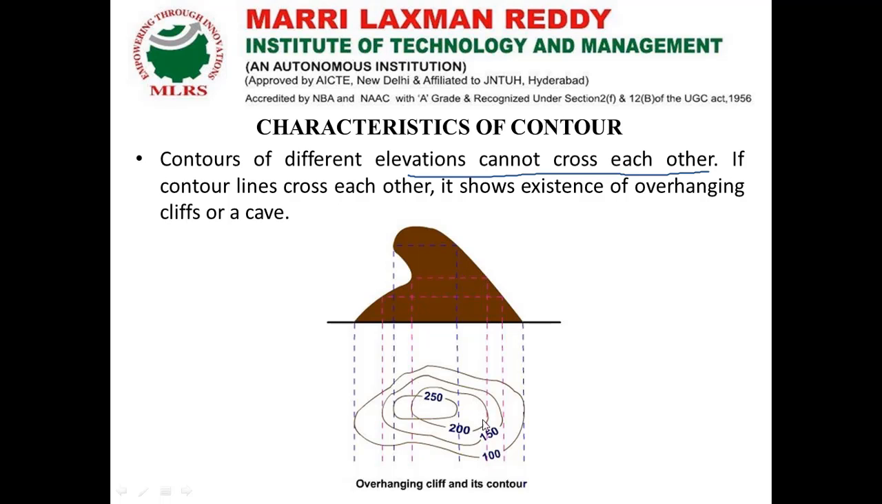It is like this. Since here it is 100 meter, here the height is increasing to 150 meter, here the height is increasing to 200 meter. But once again if I go here, the height is increased to 250 meter. Now when I am drawing this, these two lines of contours intersect each other. So this should happen only in the case of an overhanging cliff.